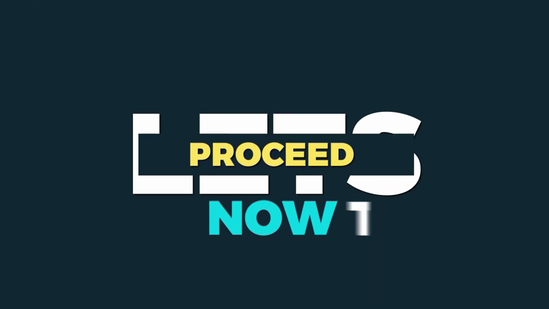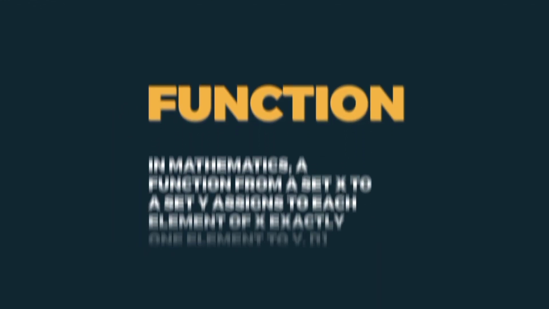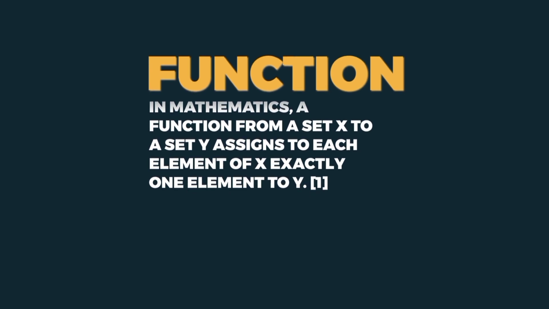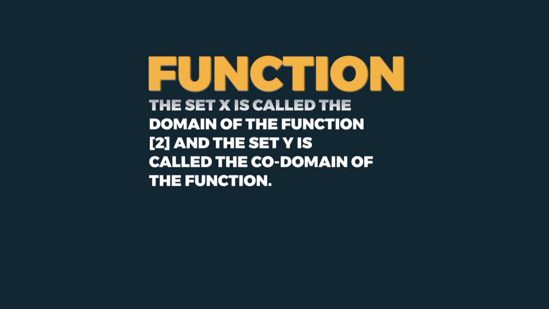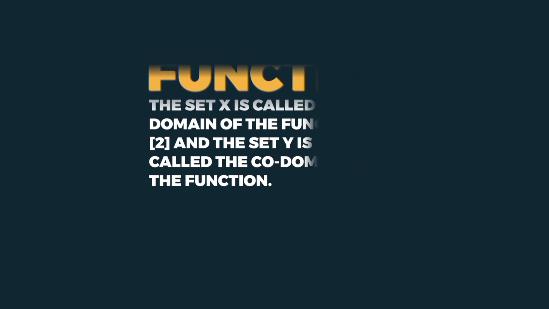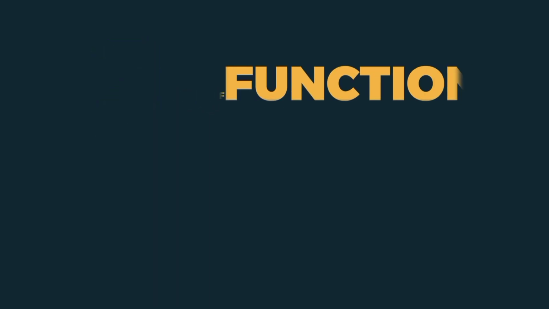Let's proceed now to function. In mathematics, a function from a set X to a set Y assigns to each element of X exactly one element of Y. The set X is called the domain of the function, and the set Y is called the codomain of the function. We have here the two properties of function.